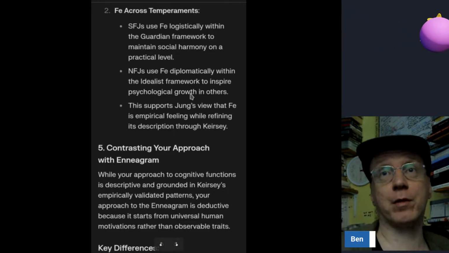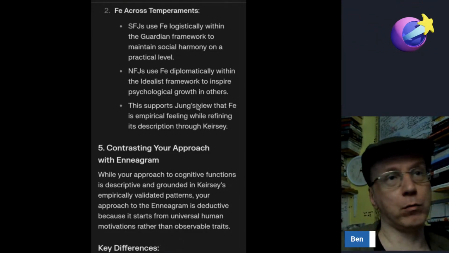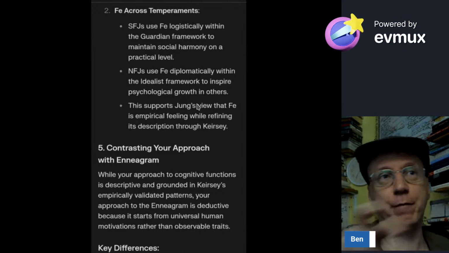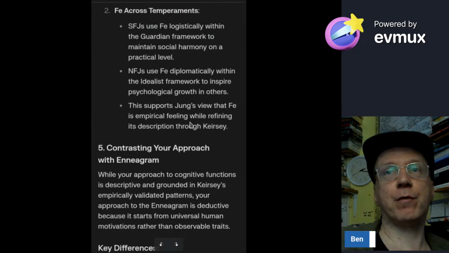Intuition of time, intuition of development. And if we think of TE with NI, oh, development of projects. Oh, there's a theme. It's all mutually reinforcing. It's integrated. This supports Jung's view that FE is empirical feeling while refining his description through Kersey.